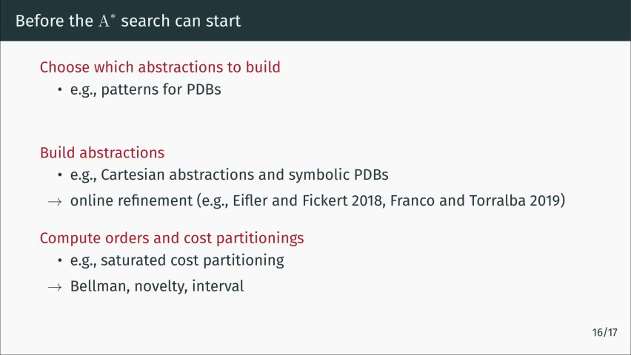And a third thing that we need to do before the A-star search can start is to choose which abstractions to build. So, for example, which patterns to use for a pattern database heuristic. And at least I don't know any work that has considered this so far, so it would be interesting to see how to interleave this part of the precomputation with A-star search, and also how to combine all these three things together inside and during an A-star search.